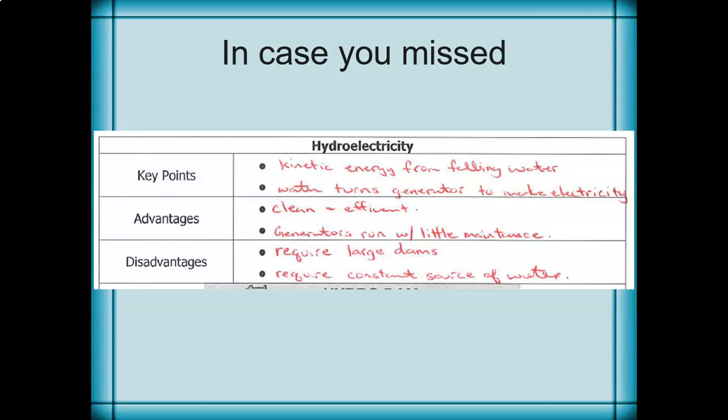So, key points: kinetic energy from falling water. The water turns the generator to make the electricity. Advantages: clean and efficient. The generators run with little maintenance. Disadvantages: they do require large dams and they require a constant source of water. Right? Running this in Alberta is probably not the best option. We're actually a rather dry province.